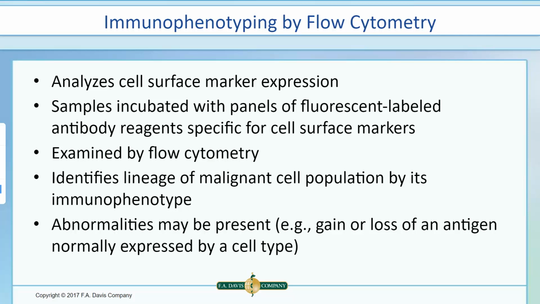So immunophenotyping by flow cytometry analyzes the cell surface marker expression. Samples are incubated with panels of fluorescent labeled antibody reagents specific for certain cell surface markers, and then it's examined by flow cytometry. It identifies a lineage of malignant cell population by its immunophenotype, or what's actually expressed on the surface. Abnormalities may be present, so you may have a gain or loss of antigen normally expressed by a cell type.